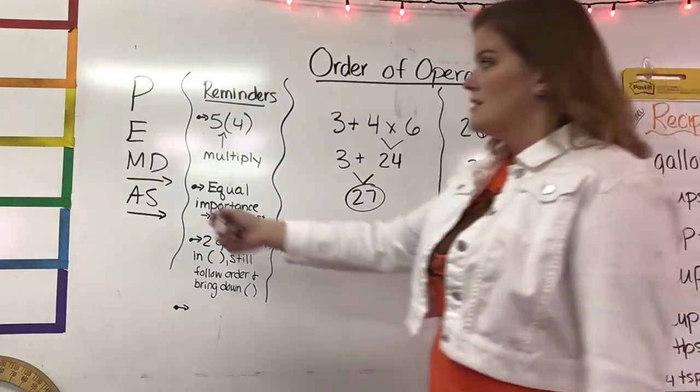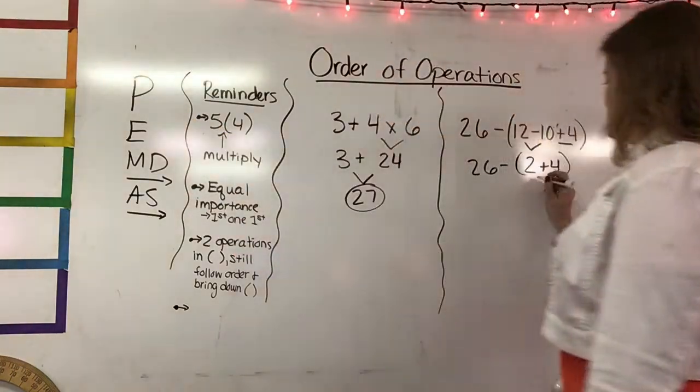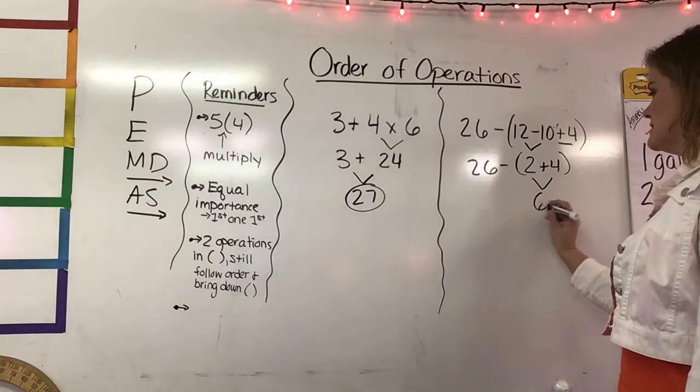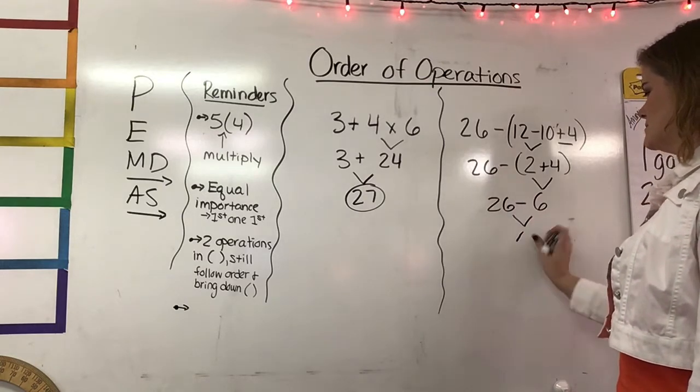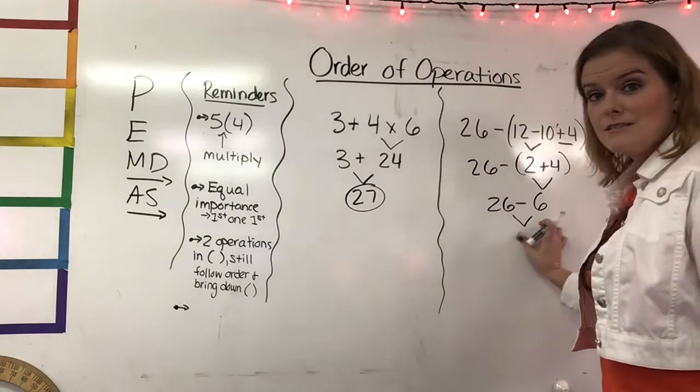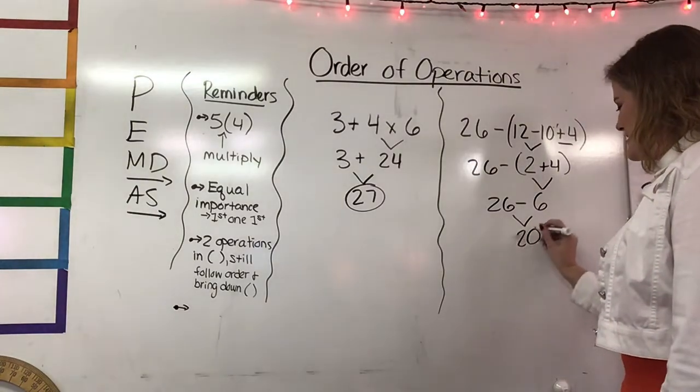Now I go back to my checklist, parentheses first. I do have them, so 2 plus 4 is 6. Copy what's left, and then 26 minus 6 is 20.